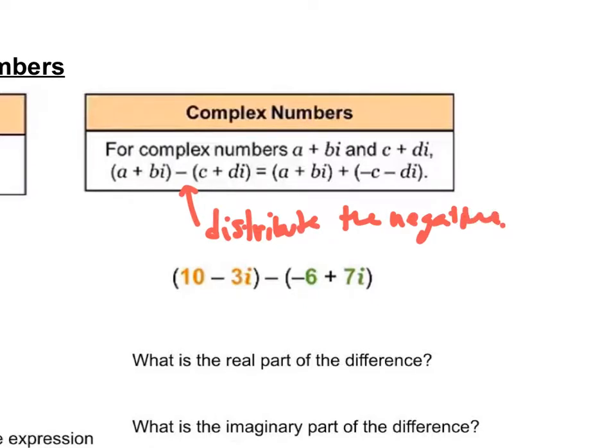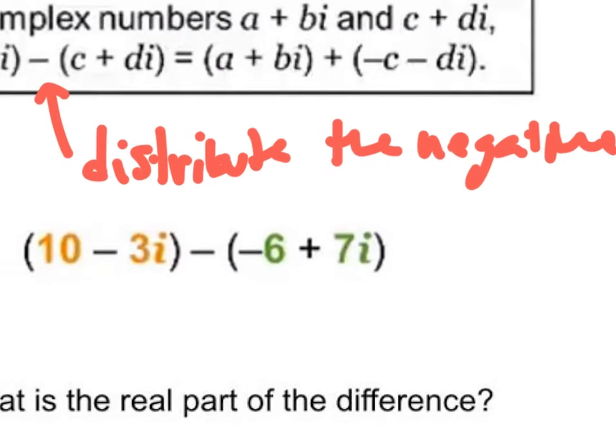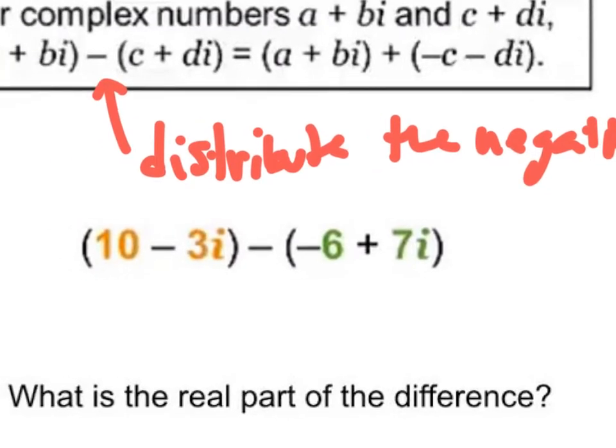So if we were to do it on this one, to really subtract this one, we'd want to make sure we distribute this negative here. And so I'm going to rewrite this as 10 minus 3i. And then if you have negative 6, that's just going to be a plus 6. And then negative 7i, so we're just going to subtract 7i.